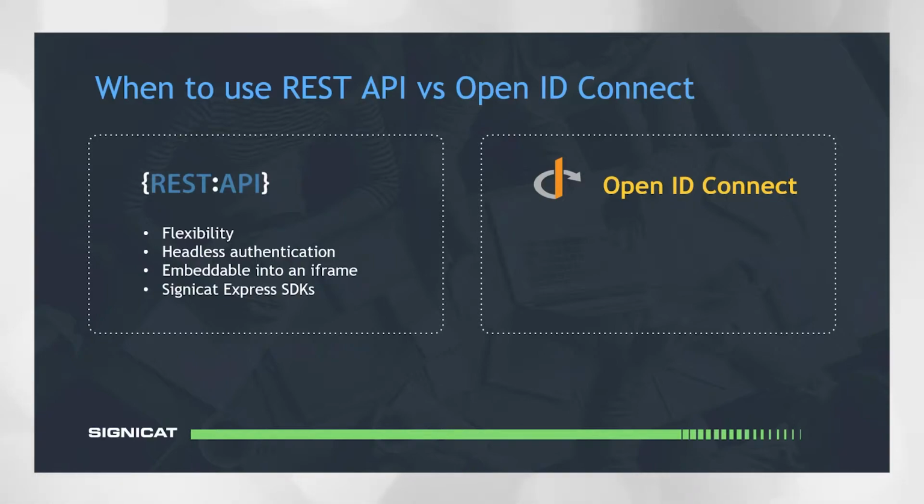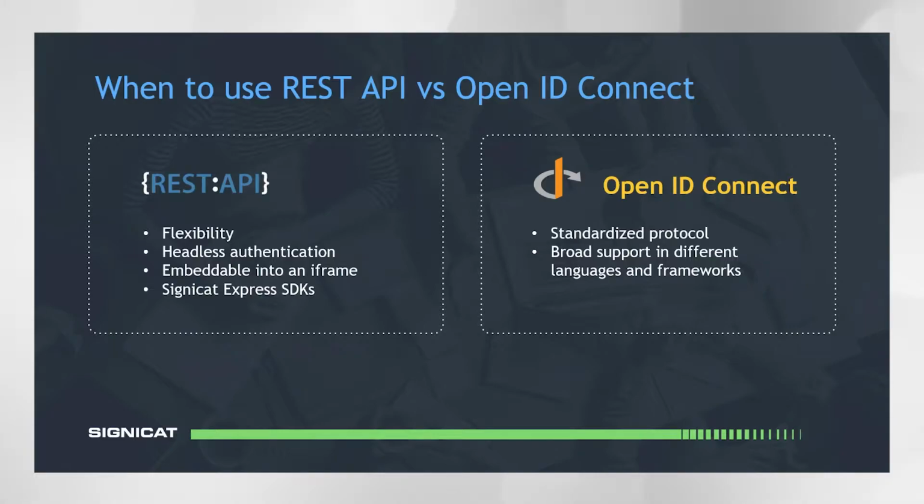If you want to use a more standardized method of connecting, you can use OpenID Connect. This is using an industry standard protocol and integrates towards most standard platforms and languages. We will first take a look at how to use our REST API. Then we will go into how to use our OpenID endpoint in the next video.